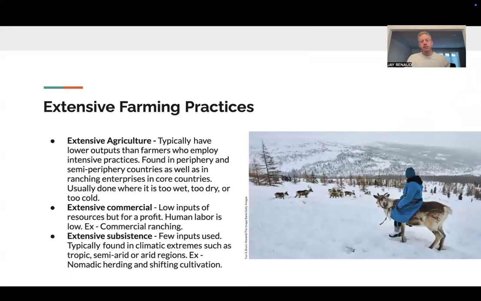Extensive farming practices, opposite of intensive, fewer inputs of labor and or capital per the amount of land. This is typically going to be done in climates that are too dry or too cold, where it's not conducive for the growing of crops. So we'll raise animals instead. We'll get into some examples here, like commercial ranching, nomadic herding, shifting cultivation as well.